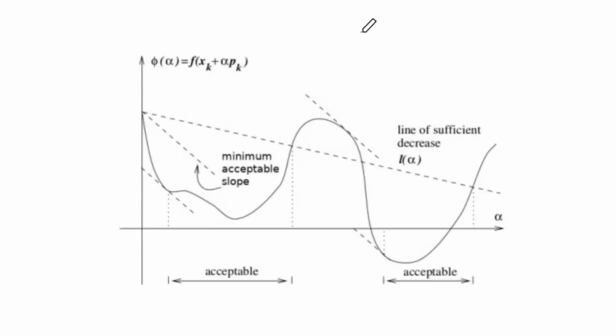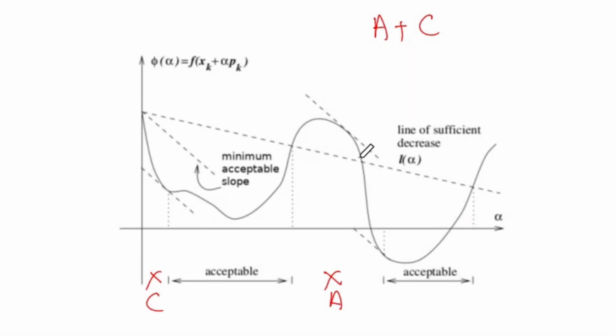Just now we said that we have the sufficient decrease condition, and also the curvature condition. So we need a combination of both to find a suitable step length. For example, here we cannot use this area because it is not compatible with the sufficient decrease condition. Here we cannot use this one because it does not fulfill the curvature condition. So this is the only acceptable area, or this here.